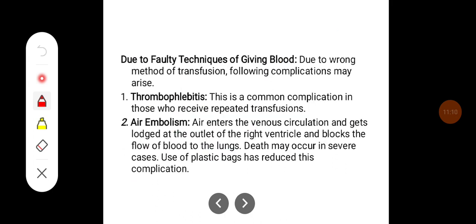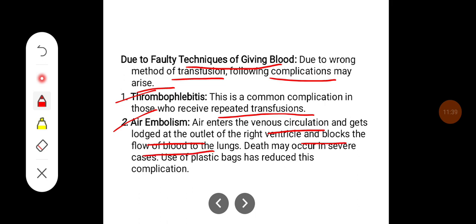There can also be some adverse reactions because of faulty techniques while giving the blood. Due to a wrong method of transfusion, the following complications may arise. The first one is thrombophlebitis, a common complication in those who receive repeated transfusions. And there can be air embolism. Air enters the venous circulation and gets lodged at the outlet of the right ventricle and blocks the flow of blood to the lungs. Death may occur in severe cases. The use of plastic bags has reduced this complication.